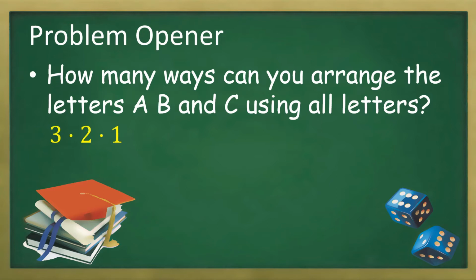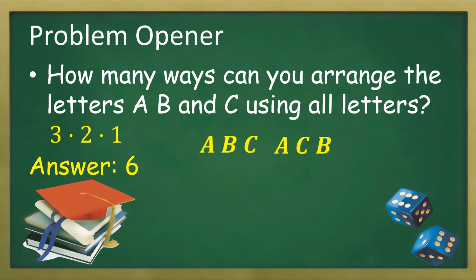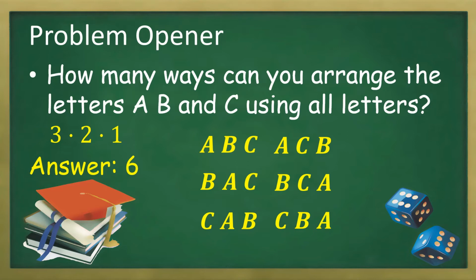Then for the first selection, we will have 3 for the choices. For the second, we will have 2. Then we will have 1. So multiplying the numbers will give you 6. So therefore, we're going to have 6 arrangements. We're going to arrange the letters A, B, and C using all 3 letters. So those arrangements are ABC, ACB, BAC, BCA, CAB, and CBA.